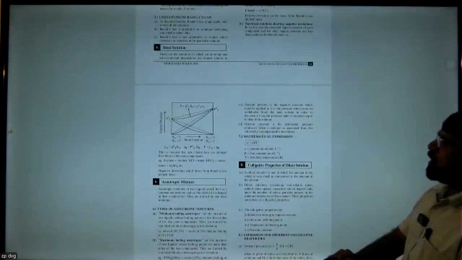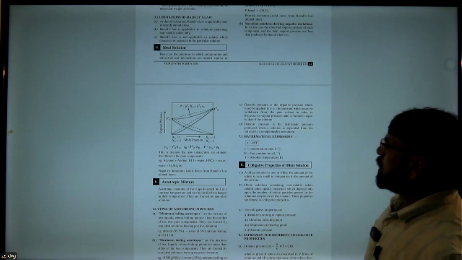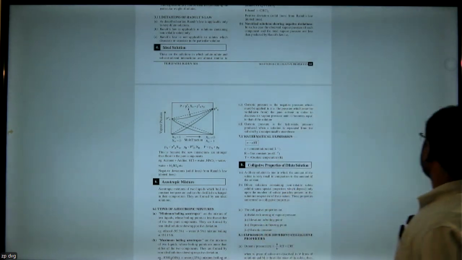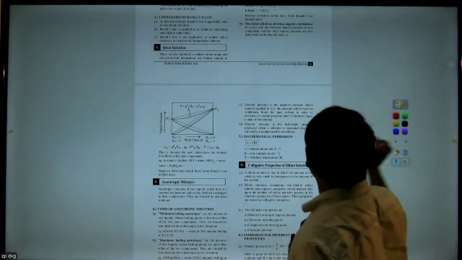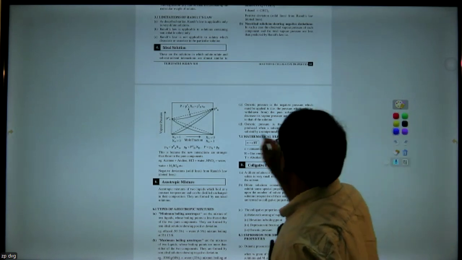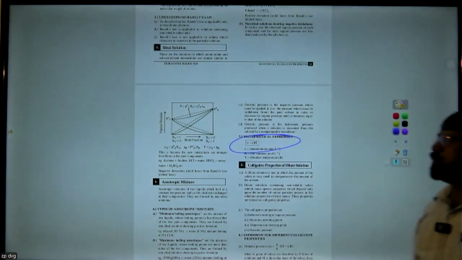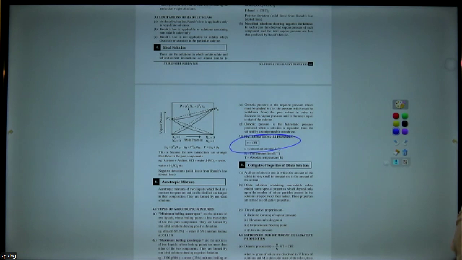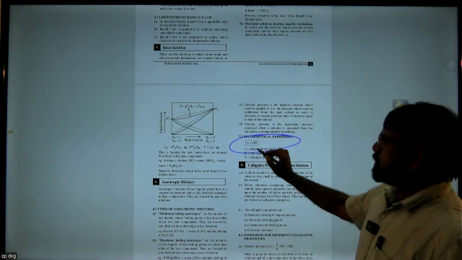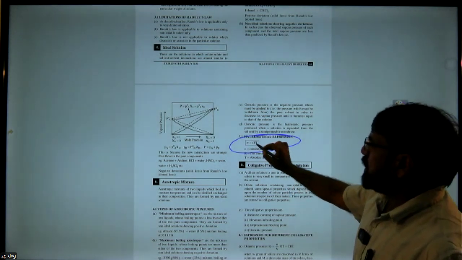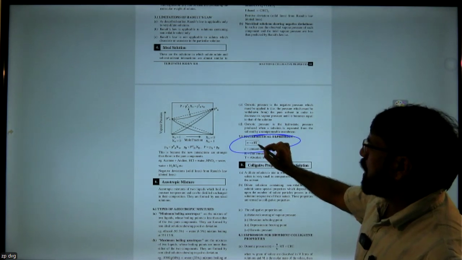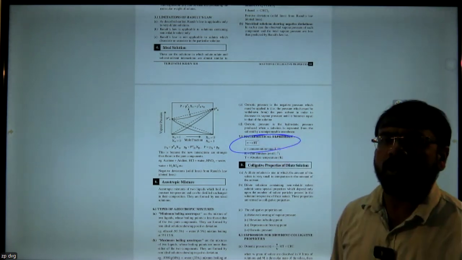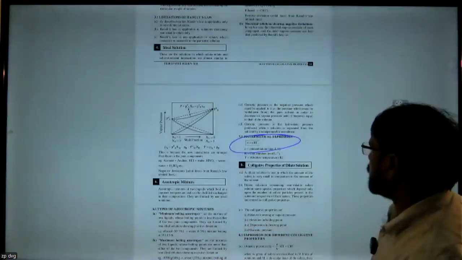Osmotic pressure is denoted with pi, and the formula we use to calculate it is pi is equal to CRT. Pi is equal to CRT. Here C is the concentration in molarity, R is the universal gas constant, and T is the absolute temperature.